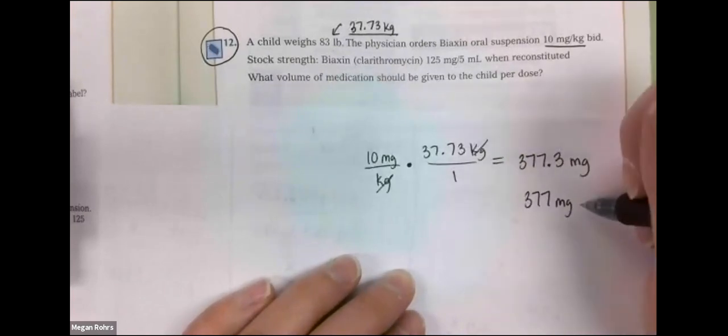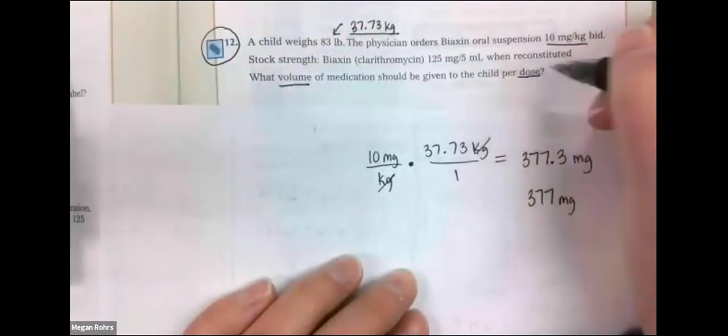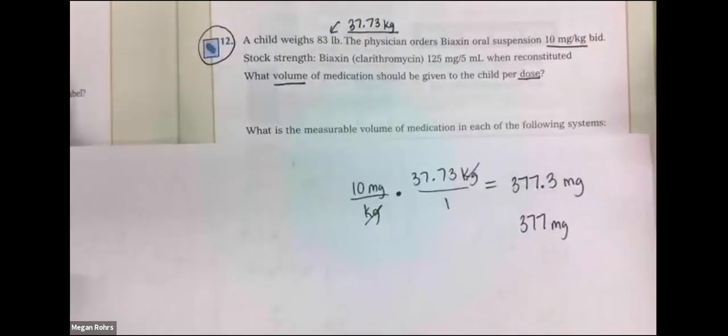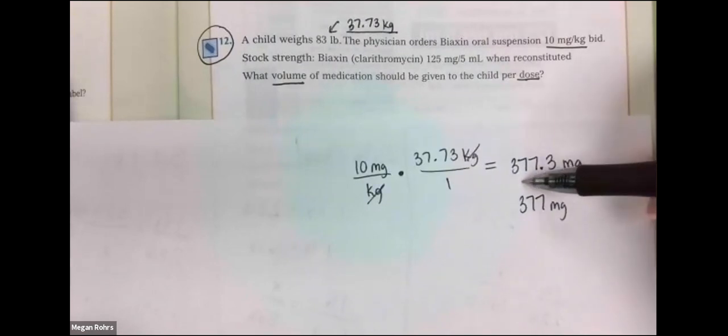So in this case, since we're at the milligram here, I would just round to the nearest milligram. So 377 milligrams. But remember, milligrams is a weight. So this is my dose weight. The question is asking for the volume per dose. So we're looking for the dose volume. So remember, for dose volume, we can always set the dose weight, or the order, equal to the stock strength that we have here. So we know that we need 377 milligrams twice a day.